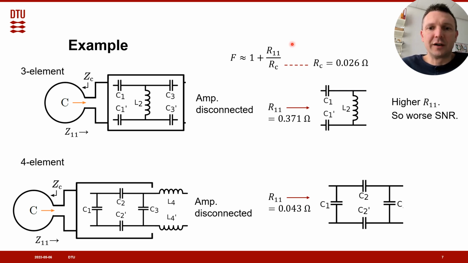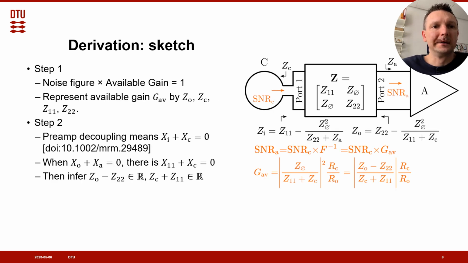The inductor L2 contributes significantly to the term R11, whereas the inductor L4 in the 4-element network contributes only to R22, and therefore has small influence on the noise figure. Inductors are typically much more lossy compared to capacitors. Their place in the network should be carefully chosen to avoid significant contribution to R11.